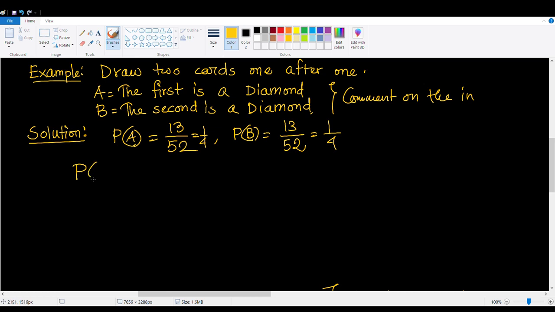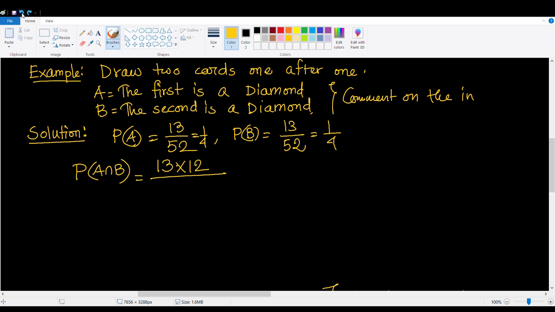Now we have to determine the value of P of A intersection B. So what is A intersection B? A intersection B means the first card to be a diamond and the second card to be a diamond together. All right. So to determine this value, we are going to use a bit of counting here. We have to calculate in how many ways the first card can be a diamond. So there are 13 cards available, and then once it's chosen, there are 12 left in the deck. And if we want the second one to be a diamond as well, then there are 12 cards available. So 13 times 12 is the number of ways both of the cards can be diamonds.